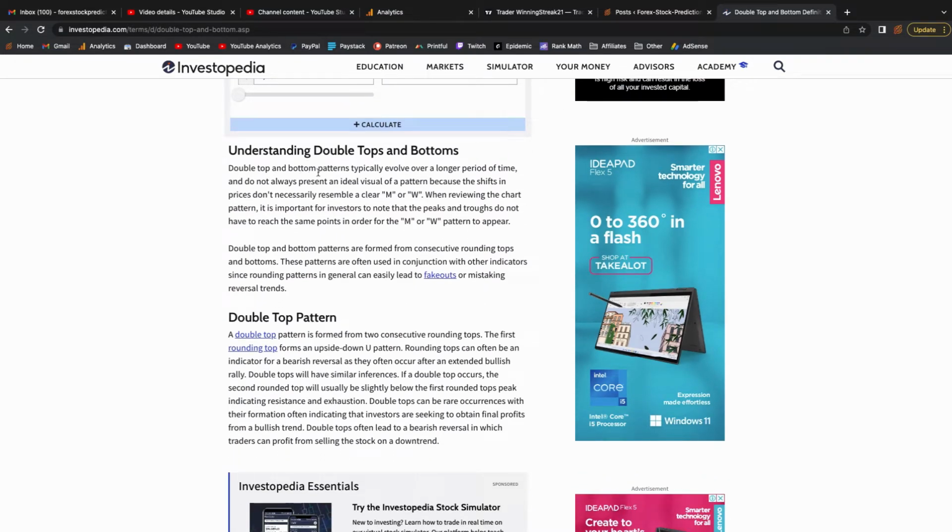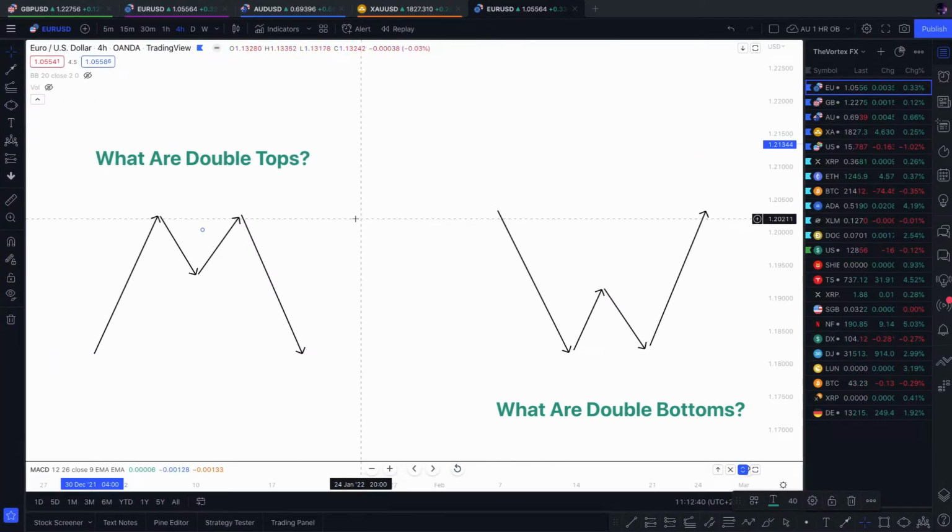Double top and bottom patterns typically evolve over a longer period of time, and they do not always clearly show the letter M or W. Now, let's get into it. These are reversal patterns. When we see these, it shows that the price has been exhausted. It has reached a certain price point, tried to regain the same price point, struggled, formed some sort of resistance or some sort of support, and then reversed.